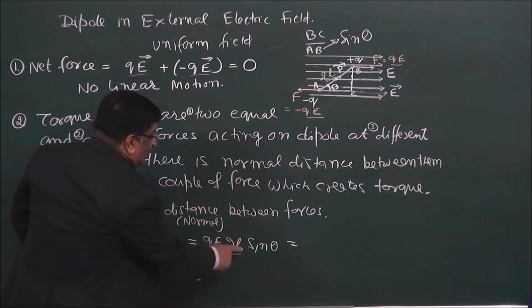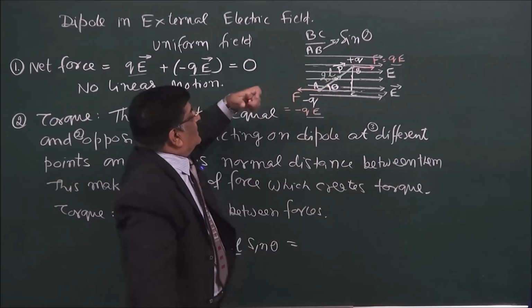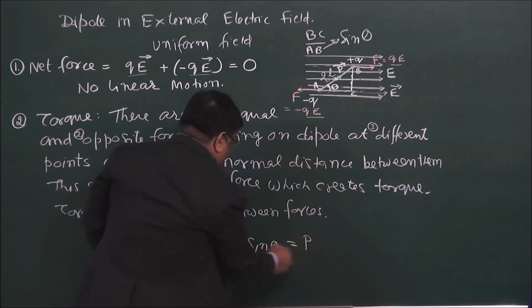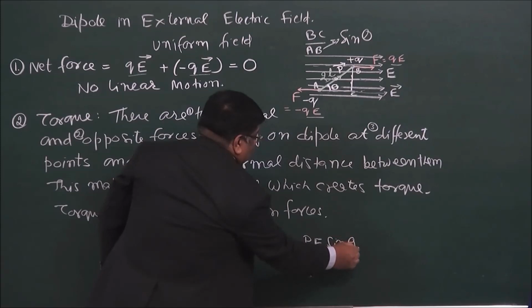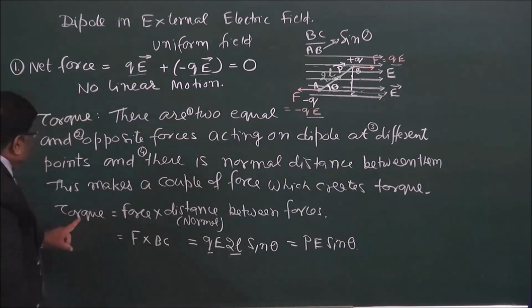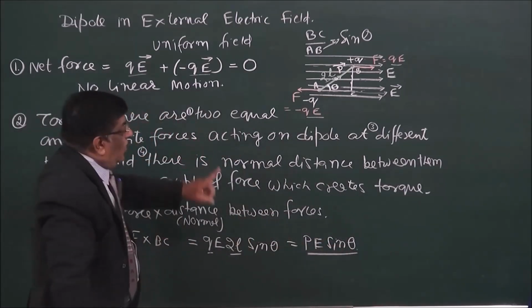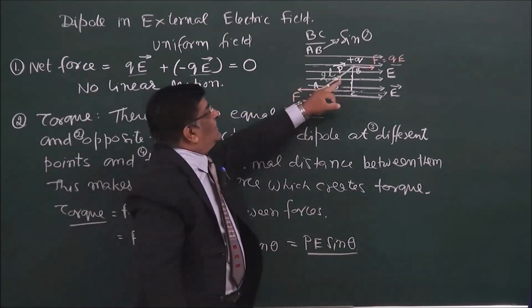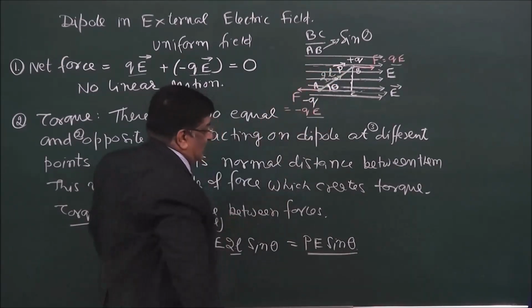Now, take these two multiplicands, q multiplied by 2L. We know that q multiplied by 2L is the effectiveness of the dipole. We call it dipole moment. So this is P, E, and sine theta. This is the magnitude of torque, PE sine theta. So a torque will be applicable on the dipole which is kept in an electric field and which is making an angle theta with it.